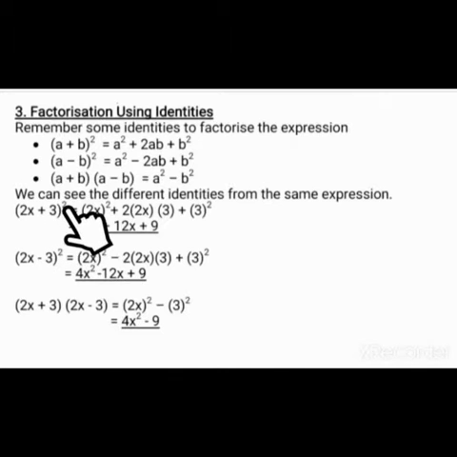(2x plus 3) whole square is (2x) square plus 2 multiply 2x multiply 3 plus 3 whole square. (2x) whole square is 4x square, 2 multiply 2x multiply 3 is 12x, and 3 whole square is 9. Same as (2x minus 3) whole square: (2x) whole square minus 2 multiply 2x multiply 3 plus 3 whole square, that is 4x square minus 12x plus 9. And (2x plus 3)(2x minus 3) means (2x) whole square minus 3 whole square, that is 4x square minus 9.